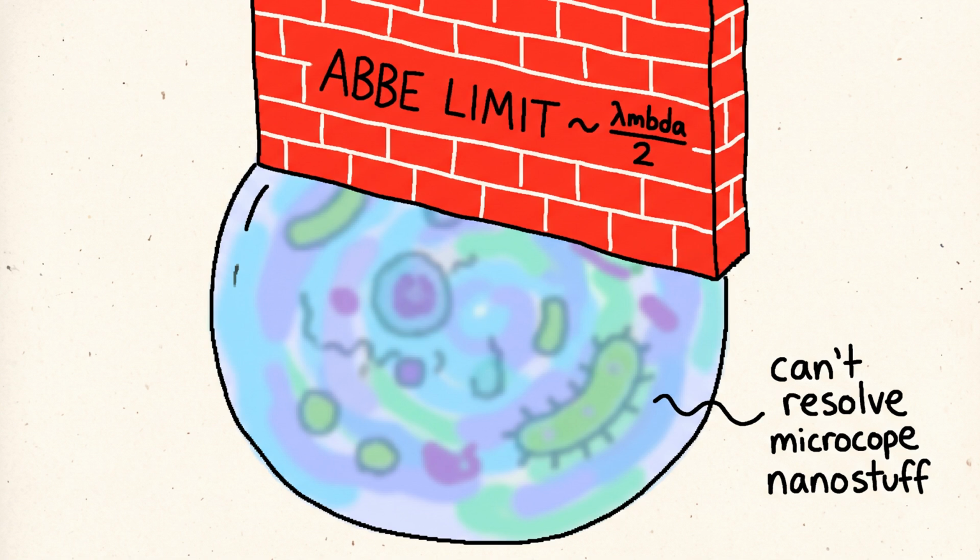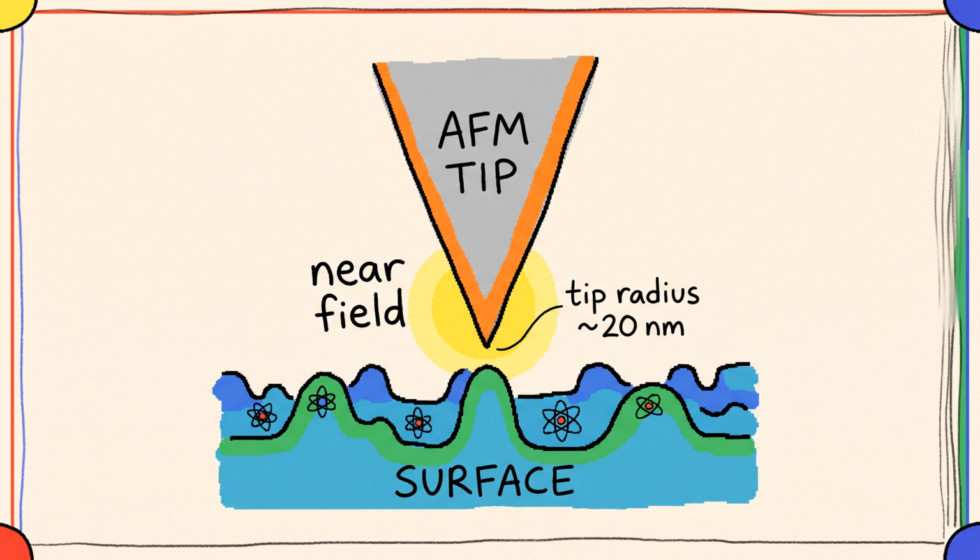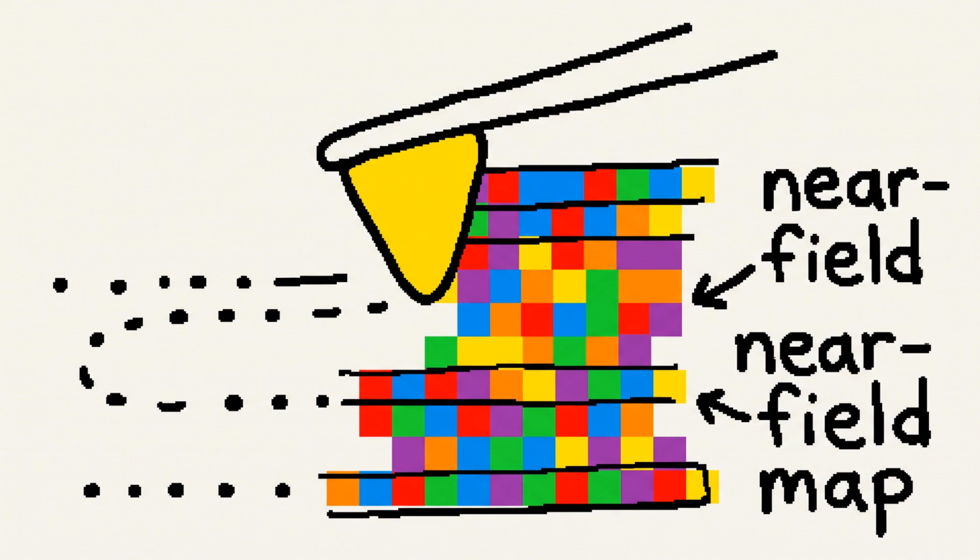Enter scattering type scanning near-field optical microscopy, SNOM. The trick is this: instead of imaging the far field, you bring a sharp metallic tip, typically AFM style, with a radius around 20 nanometers, within nanometers of the surface. The sample's optical near field, which never escapes more than a tiny distance from the material, couples to the tip. The tip scatters that near field into the far field, where a detector picks it up. You scan the tip across the surface, and you build a map of the optical near field with resolution set not by wavelength, but by tip size.